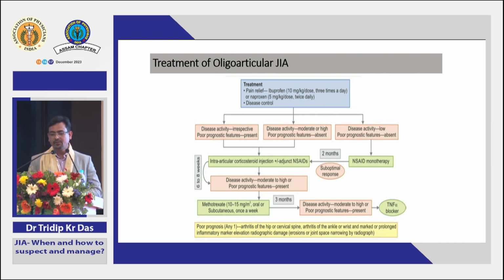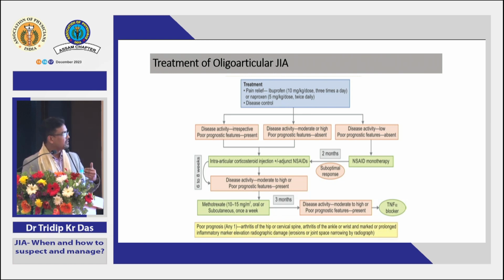If we talk about the treatment part, in a patient of oligoarticular JIA, definitely we need to start with what you call NSAIDs. Then we will look for the disease activity. Irrespective of the disease activity, if poor prognostic signs are present, definitely we need to start with intra-articular corticosteroid injection as well as continue with NSAIDs.